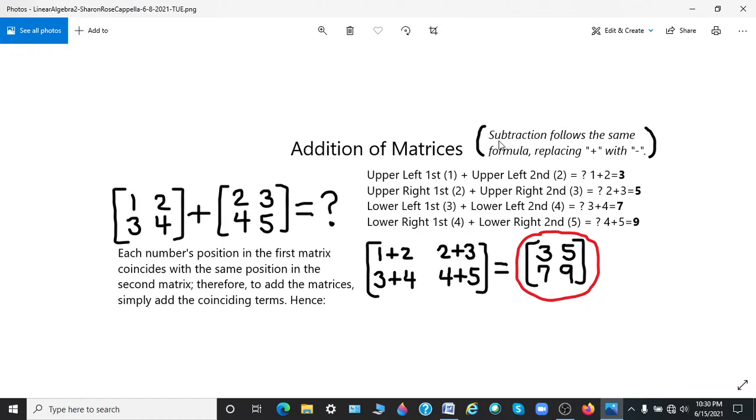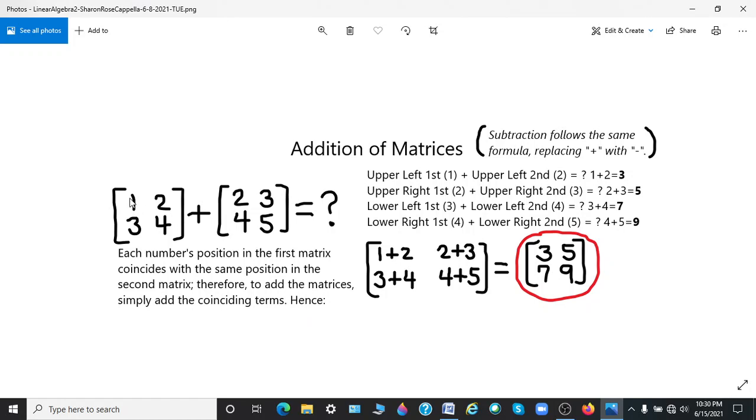It is the same with subtraction. It follows the same formula, replacing the plus with a minus. But what is that formula? Okay, referring back to addition, each number's position in the first matrix coincides with the same position in the second matrix. Therefore, to add the matrices, simply add the coinciding terms.